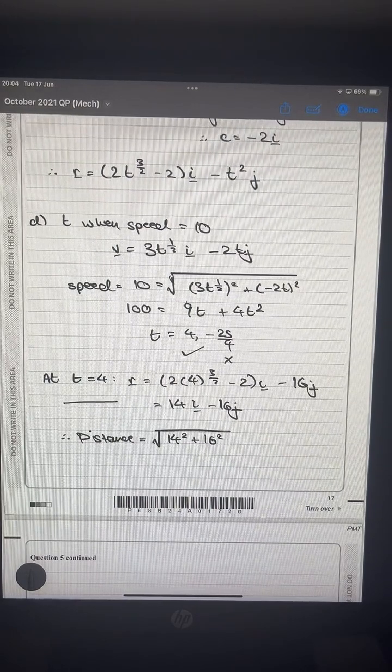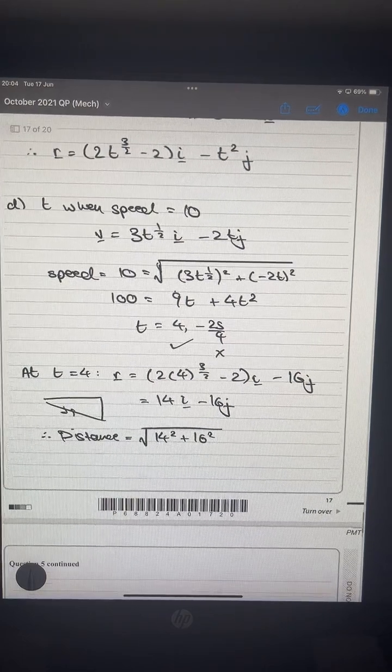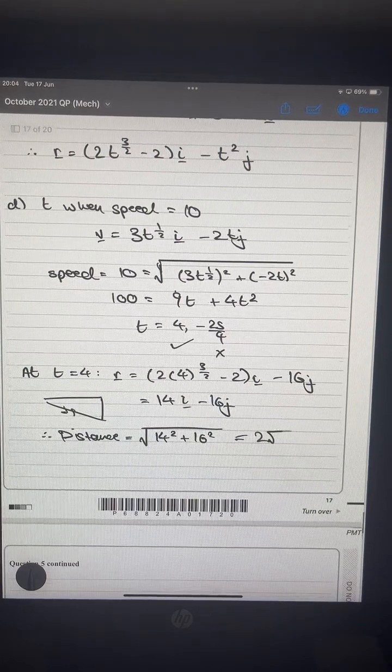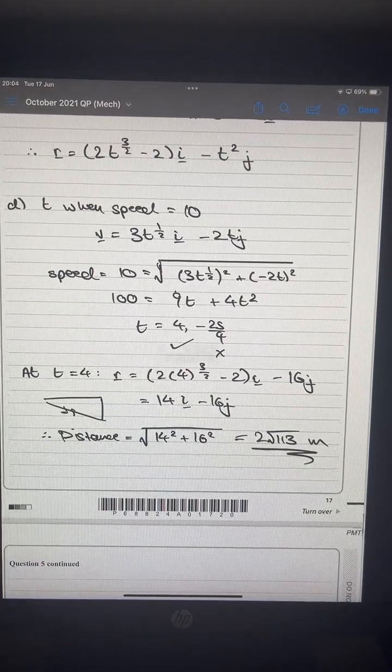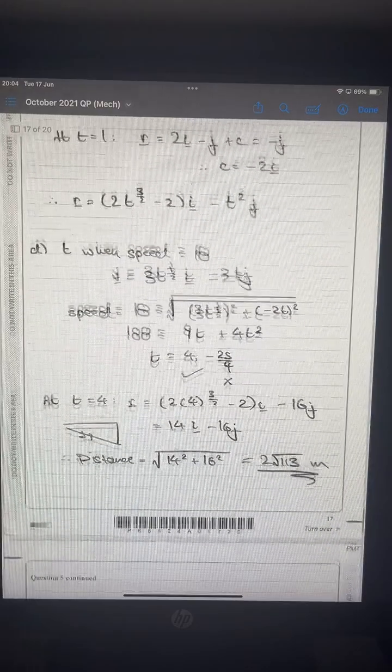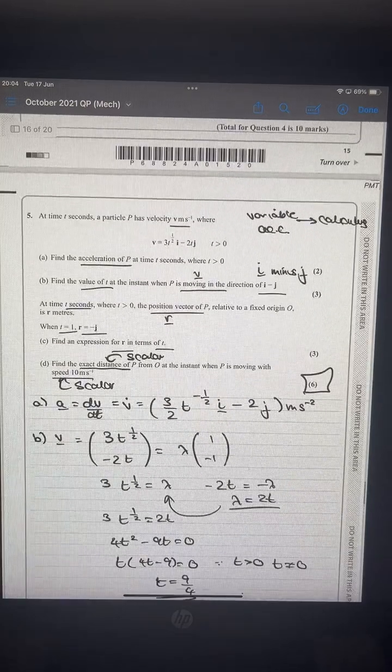Because that's 14i minus 16j. That is my distance. That is just going to be equal to 2 root 113 meters. Because they wanted the exact distance, I'm going to leave it as a surd. And that is how you would do this variable acceleration question.